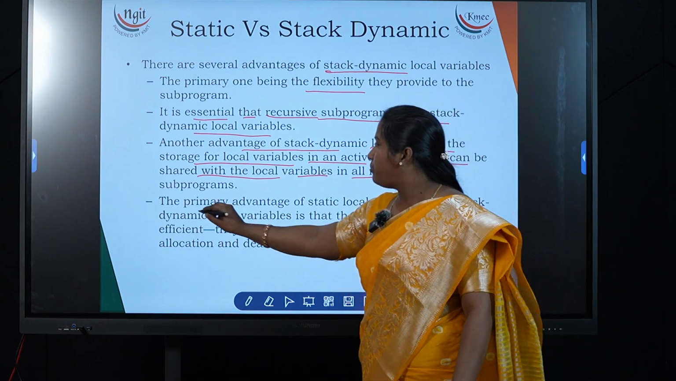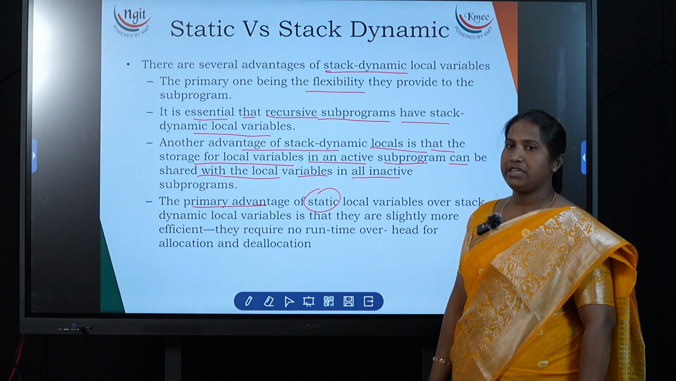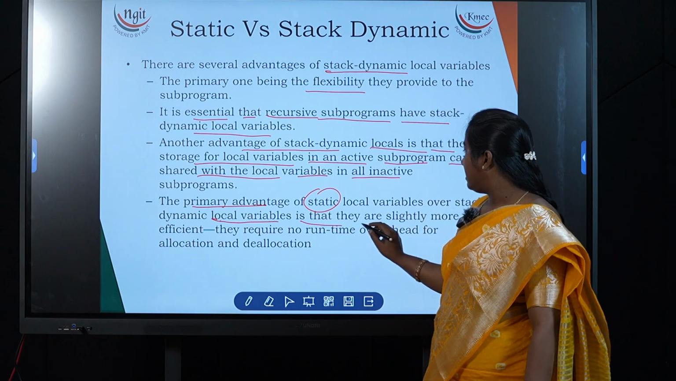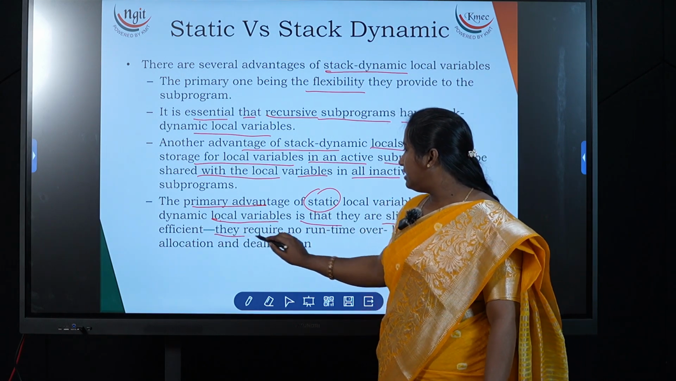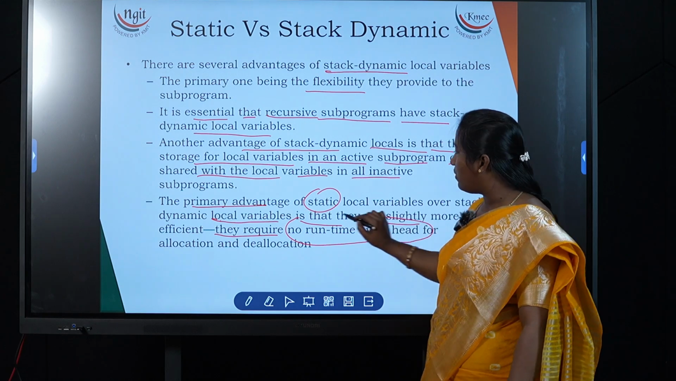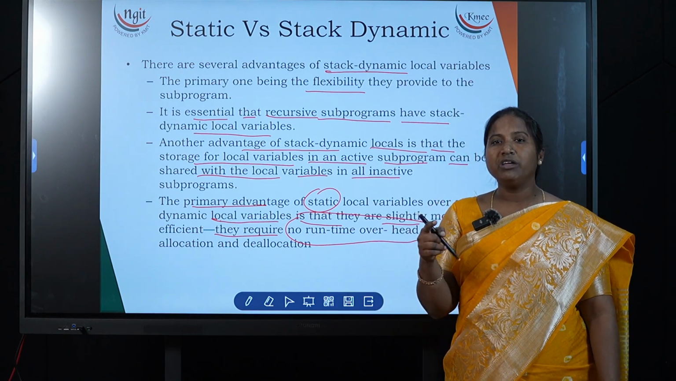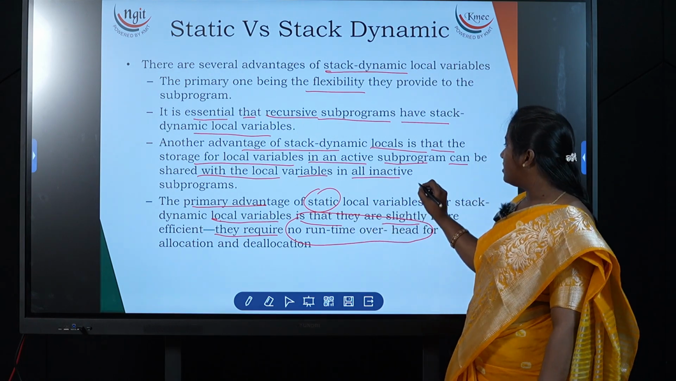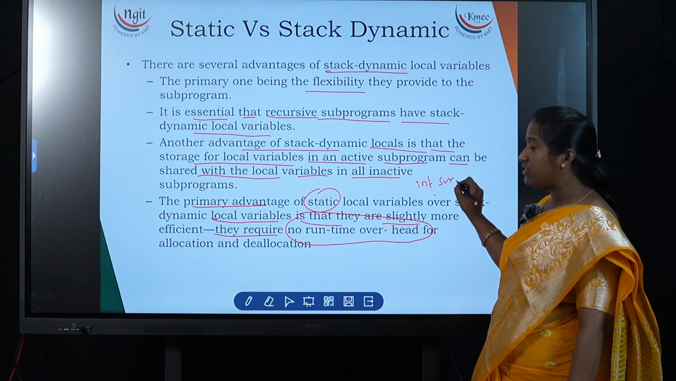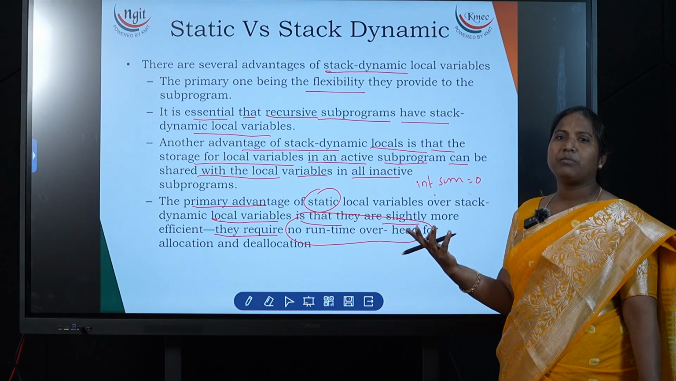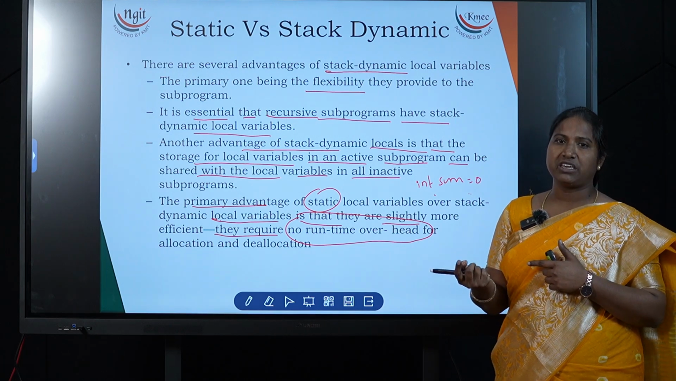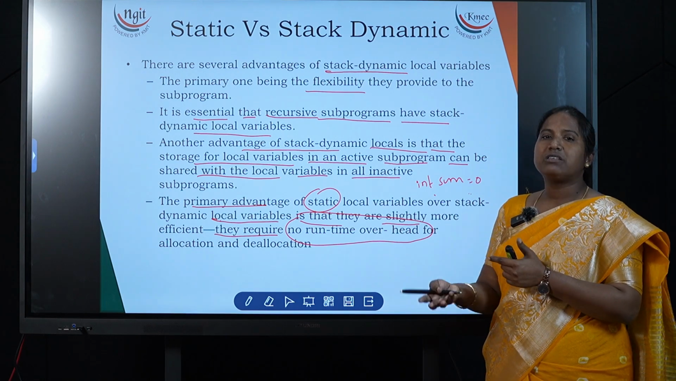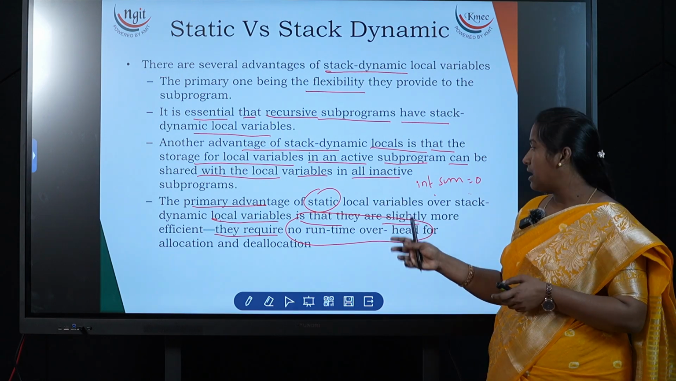Now let's see the primary advantage of static local variables. The primary advantage is what? Static local variables are slightly more efficient. They require no runtime overhead for allocating and deallocating the memory. Why is it a primary advantage? Because as soon as you find a variable with the value inside of the subprogram, naturally we won't think about repeating the memory allocation. Correct? The way we proceed with stack dynamic, the same way obviously we will not proceed with static.